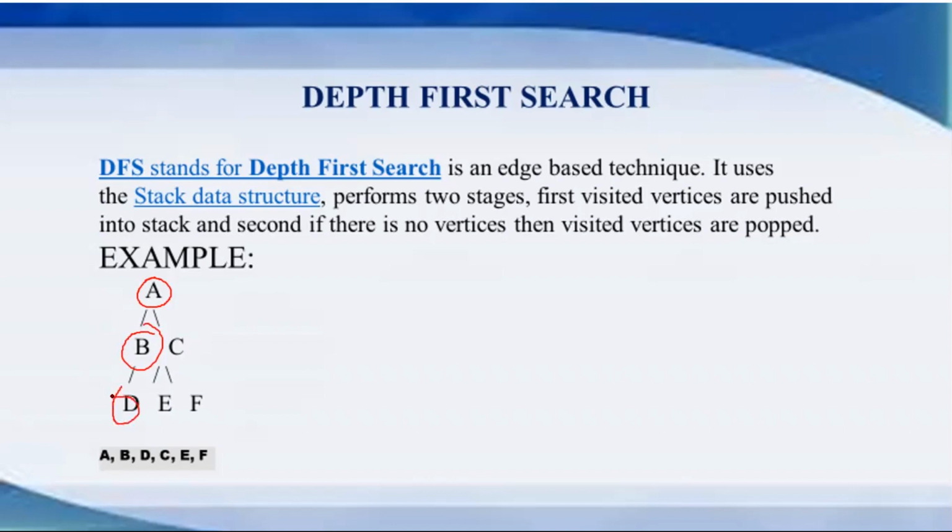Then we'll come back, right? And then we'll see whether there is another node of B, no. Then we'll come back to A. Then I will see if there is an adjacent unvisited vertex of A. Yes, there is an unvisited one, which is C. So we'll go to C. Then we'll go to E, either E or F, right? So my DFS for this graph is A, B, D, C, E, and F. Clear? You can have more than one DFS for a given graph, like BFS.